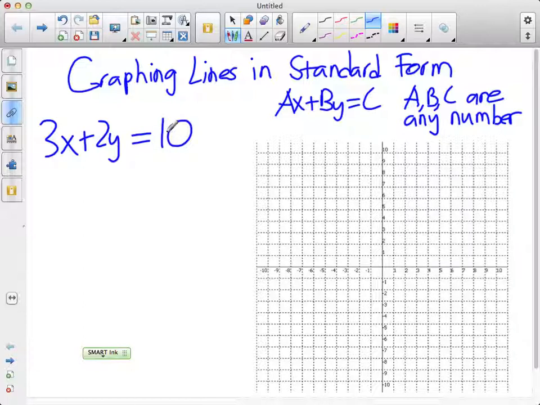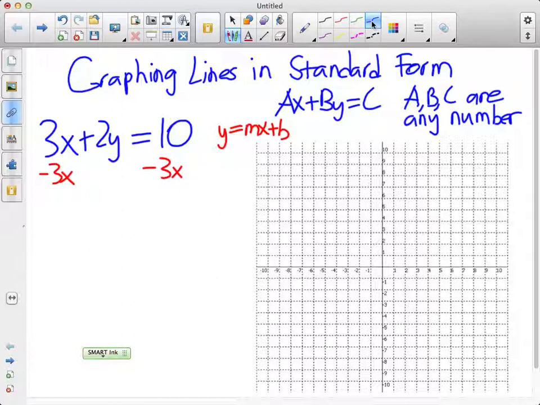Now one way to graph this is to convert it to slope-intercept form. Remember, slope-intercept form is y equals mx plus b, where m is the slope and b is the y-intercept. So we convert it to slope-intercept form by trying to isolate y, doing the same thing to both sides. If we want y by itself, we can subtract 3x from both sides.